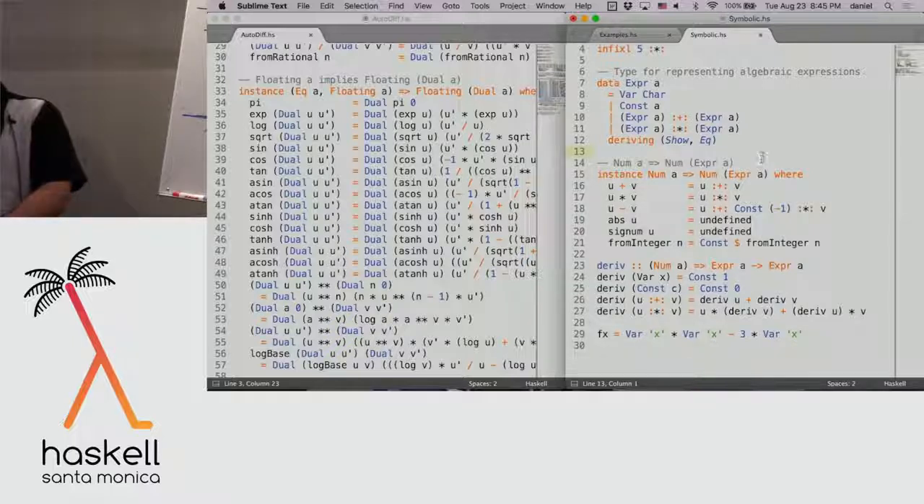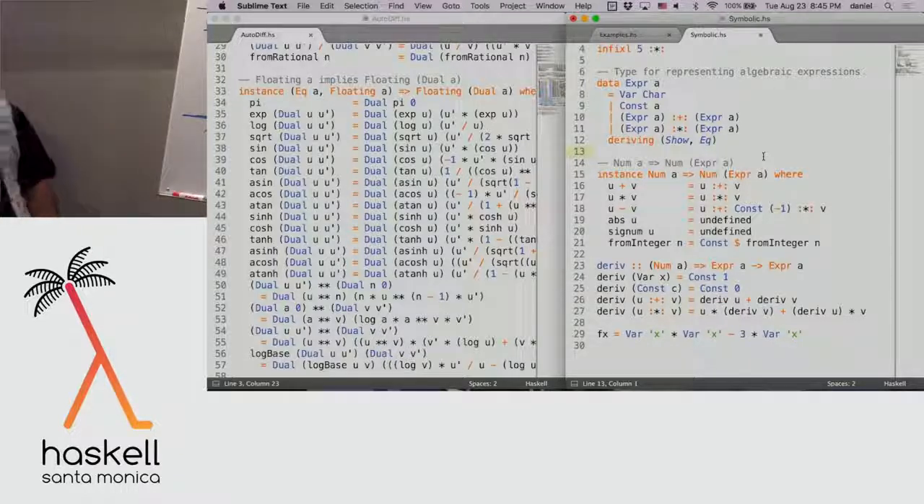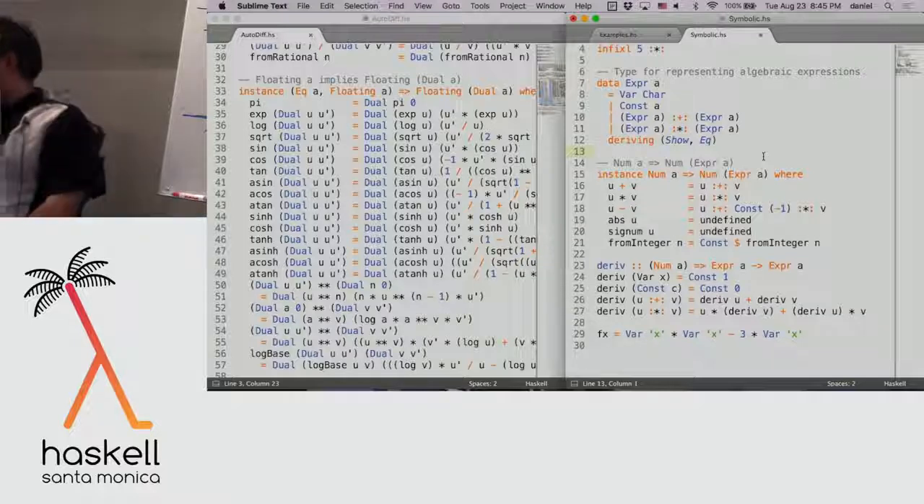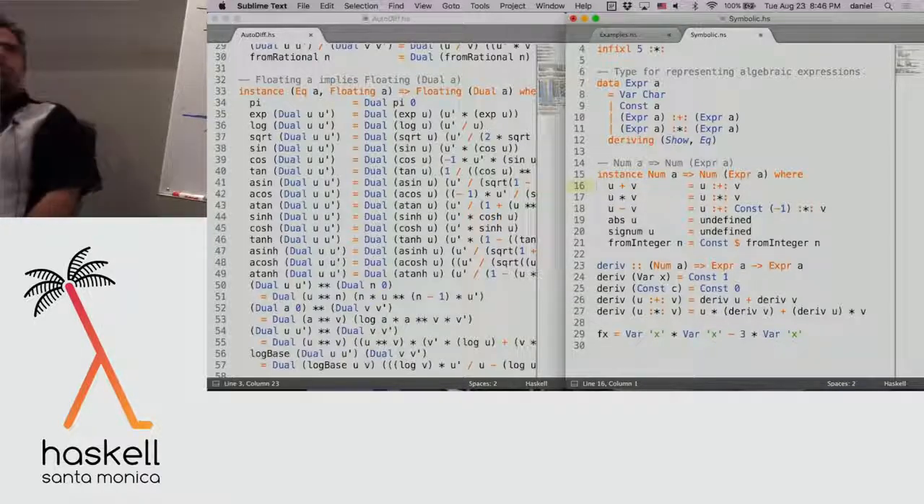So are you not reusing your autodiff code for that? I am not. So what I'm hoping is that someone will give me a pull request to fix that. For the derivative, instead of writing the derivative rules, I think you can use dual numbers, because you have Num here, so that implies Num of Dual of Exprs.